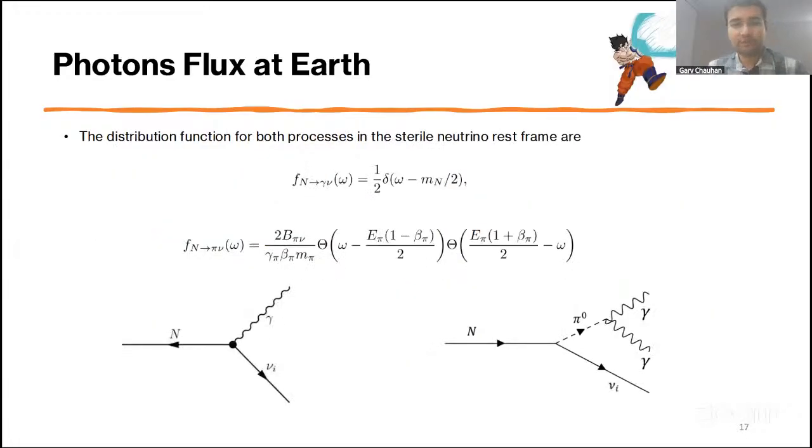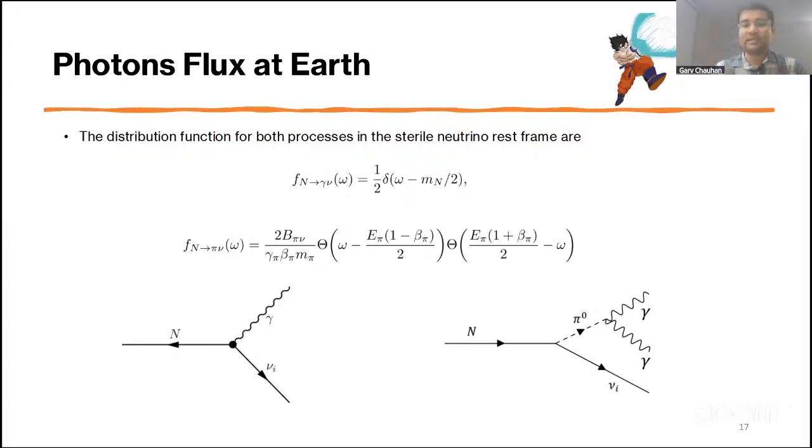Coming to the distribution function for the decays of these steriles. We are looking in the rest frame of the sterile. For the two-body decay to nu gamma, the decay products are just back to back. So it's just a delta function, with the energy carried by each almost massless species being half the mass of the sterile. For the two-step decay, in the rest frame of the pi naught, it's a back-to-back decay.